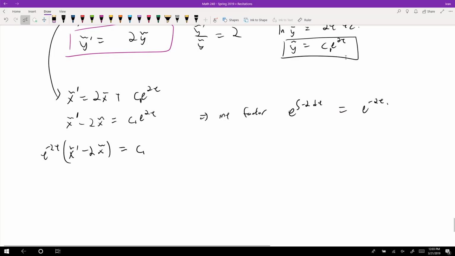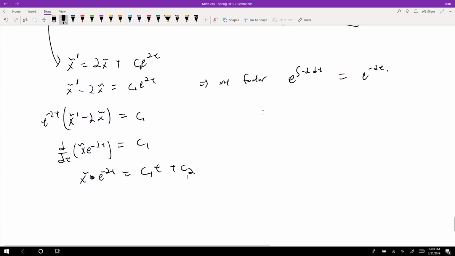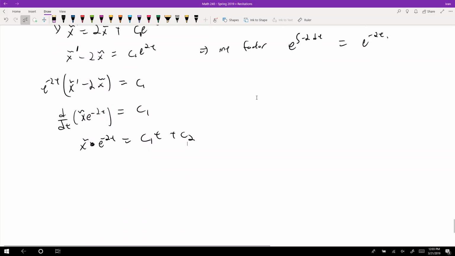Okay, what's the left-hand side? The left-hand side, recall, is the derivative of x tilde times e to the negative 2t, right? It's the derivative of x tilde times whatever the integrating factor is, and that's equal to c1. Integrate both sides: x tilde times e to the negative 2t is equal to c1 t plus c2. And then x tilde is equal to c1 t e to the 2t plus c2 e to the 2t.